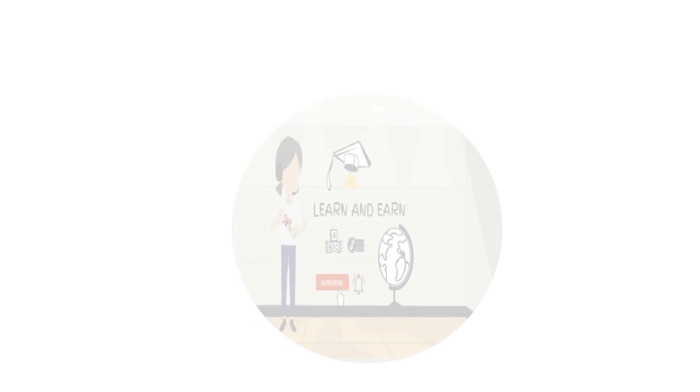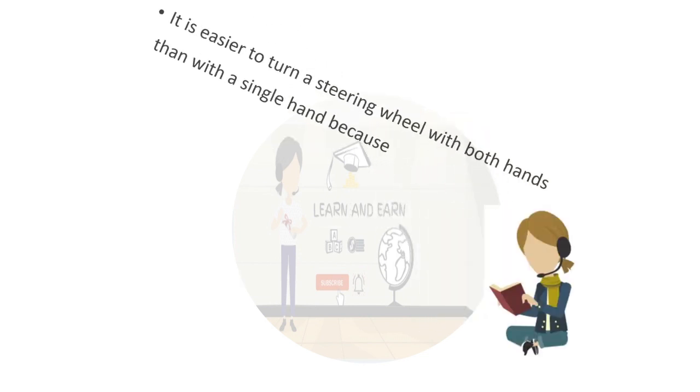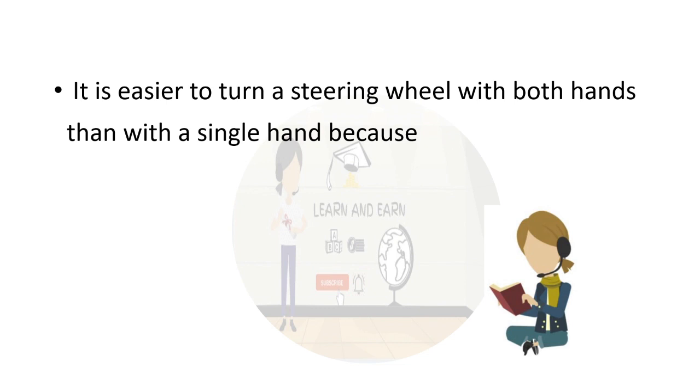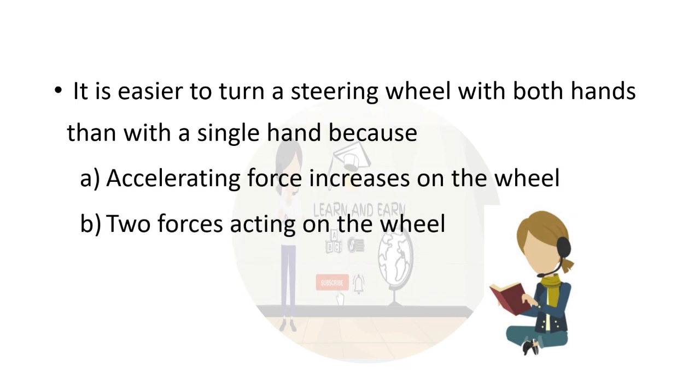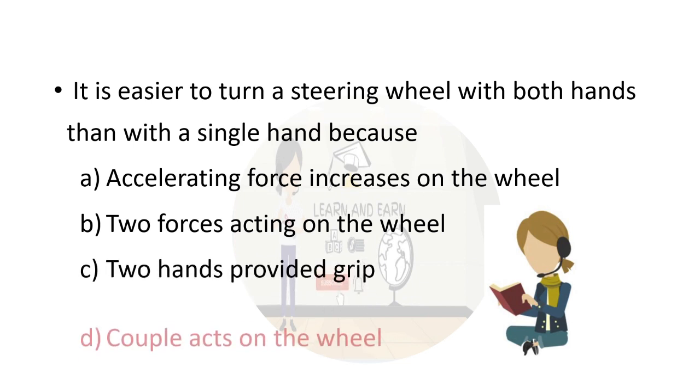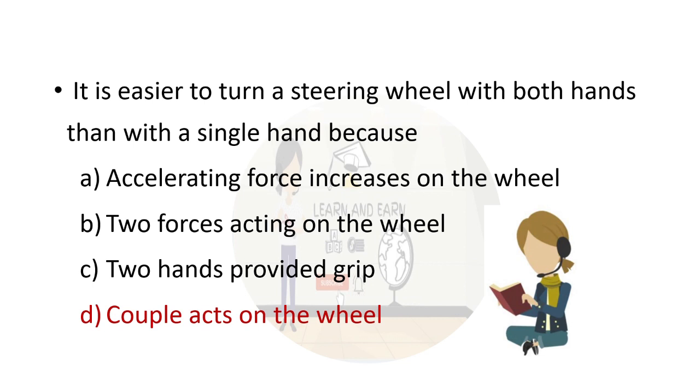The next MCQ is, it is easier to turn a steering wheel with both hands than with a single hand because option A, accelerating force increases on the wheel. Option B, two forces acting on the wheel. Option C, two hands provide grip. Option D, couple acts on the wheel. The right answer is option D.